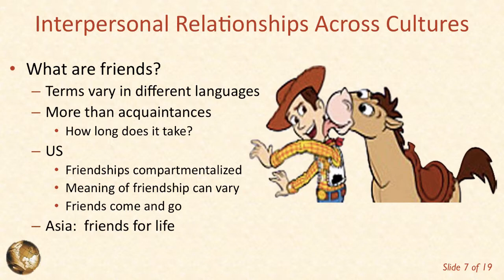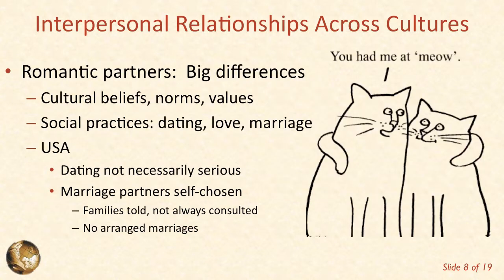In the United States, we tend to compartmentalize activities with friends. So we might do one activity with one friend and something else with someone else. So we might go bowling with this friend and go out to a club or a cafe with someone else. So there's more variation, I think, in terms of the nature of friendships. And it's also the case that Americans tend to make friends fairly easily but that those friendships are not necessarily as long-lasting as in other cultures.